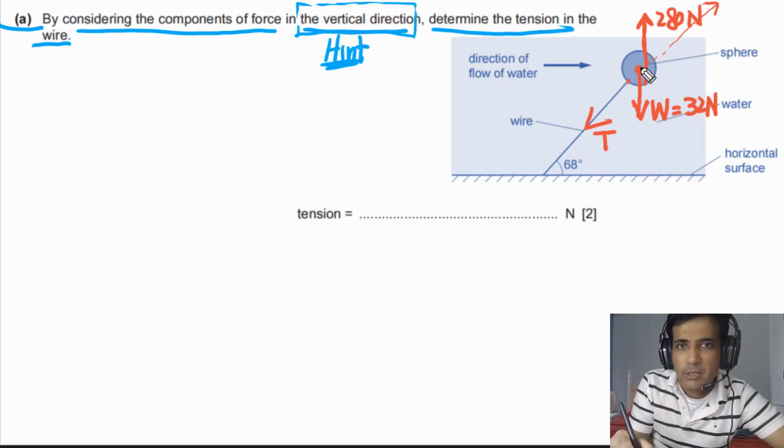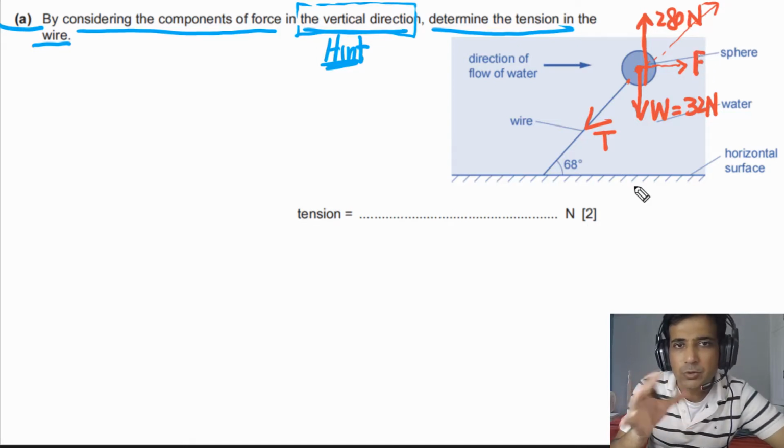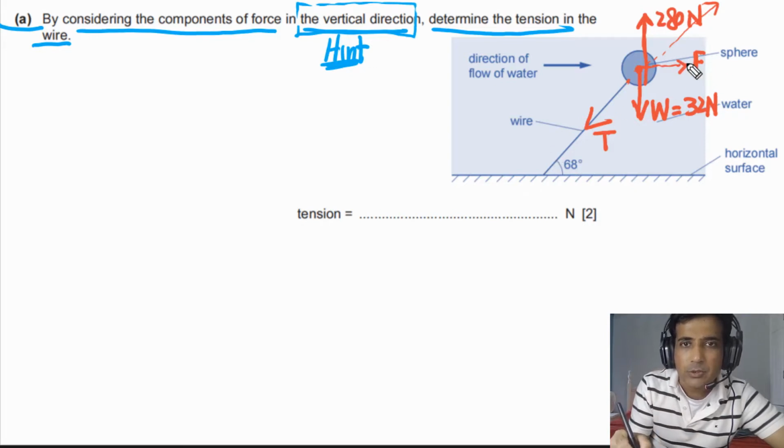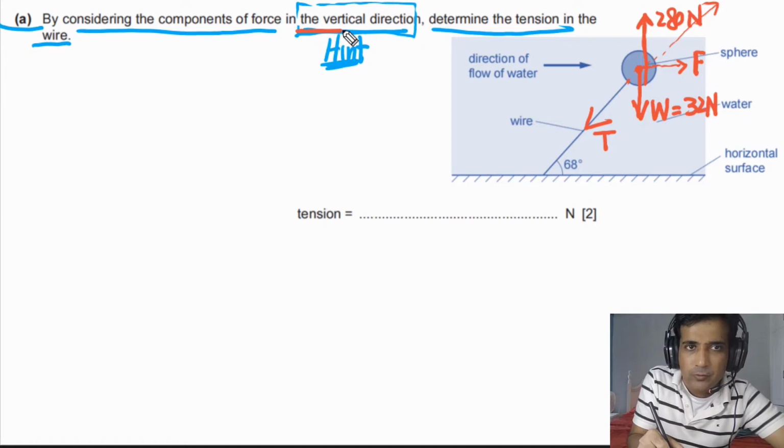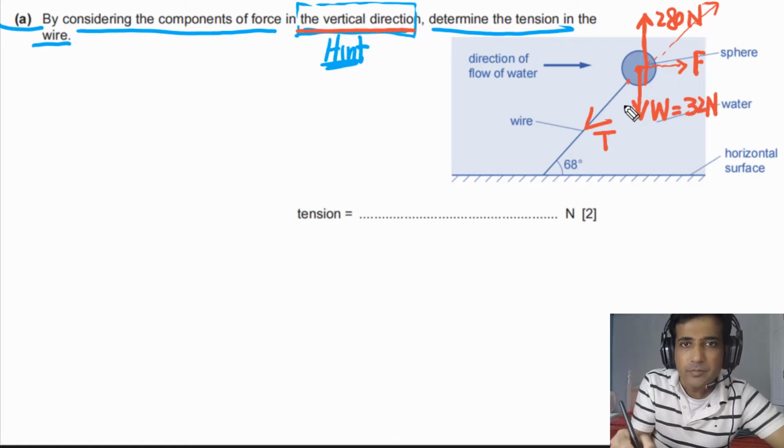There is also a force acting on this sphere that is due to water flow. So we can simply say this force is F. But the magnitude of the force due to water flow is not given, so we need not worry about that. We can answer this question by resolving forces along the vertical only. Now we need to understand tension has two components, so we can resolve this one into two components.